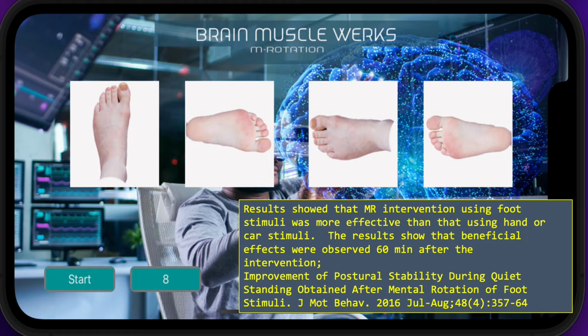The results of this intervention showed that using foot stimuli was more effective than using hand or inanimate object stimuli. The results show that beneficial effects were observed up to 60 minutes after the intervention. This study was published in the Journal of Motor Behavior, in July 2016. It provides direct evidence that performing mental rotation tasks, particularly of images of the human foot, provided long-lasting improvement of postural stability.